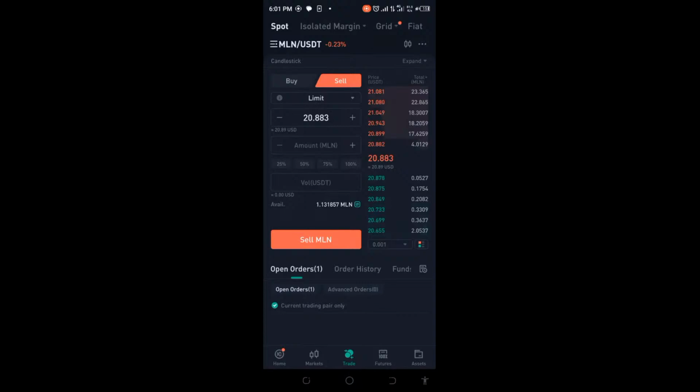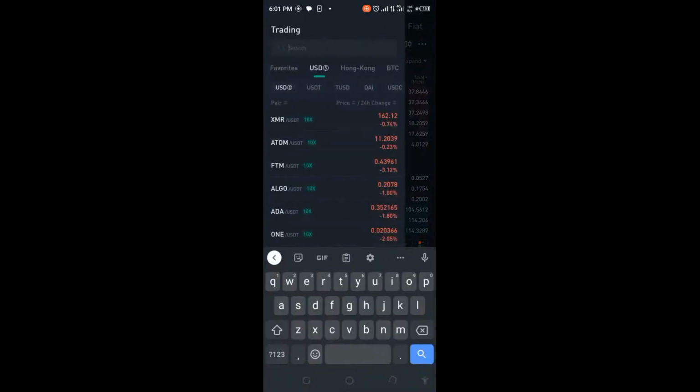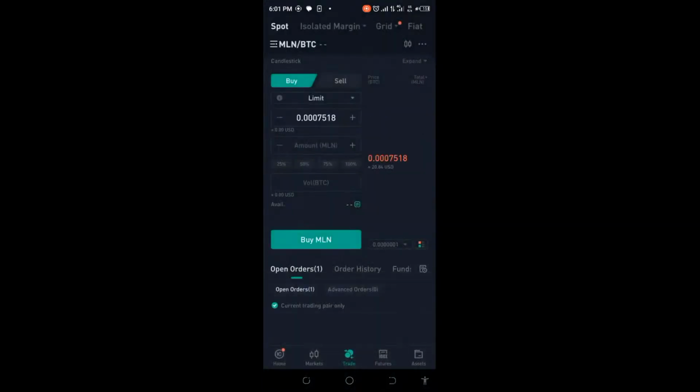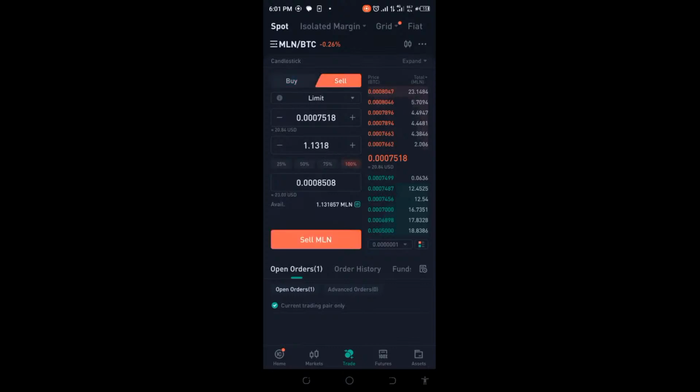Let me see what we have here. This is currently the price, but let's go back to our MLN. I just saw it as green. That's why I said, let me just cross over. I mean, we have two escape routes, right? So don't worry. Let's go ahead and do this. Okay, so we're going to be selling 100%. Let's see what this is going to give us.